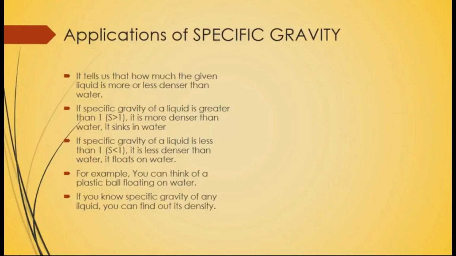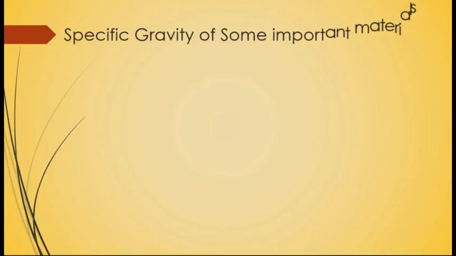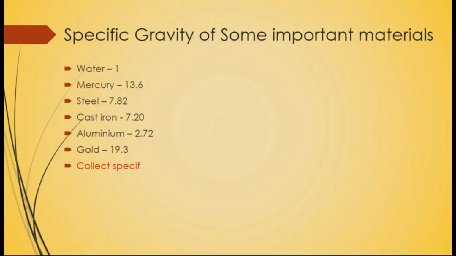So you can think of an iron ball in the same place. What will happen? It will sink, right? Because an iron ball is denser than water. So here is the specific gravity of some important materials: water is 1, mercury is 13.6, and steel, cast iron, aluminium and gold I have given to you. Now your duty is to collect the specific gravity values of some more materials.